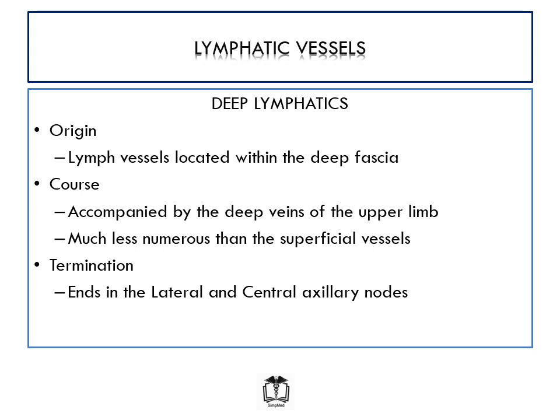What about the deep lymphatics? We have some lymph vessels found within the deep fascia. They're not found in the skin. So these are called the deep lymphatic vessels. They tend to accompany the deep veins of the upper limb.